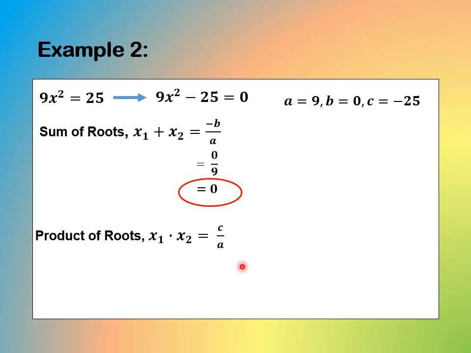Okay? For the product of roots, so we have the formula C over A. So, ang C natin is equal to, okay, that's negative 25 over ang A natin, which is equal to positive 9. So, madidivide ba natin si 25 kay 9? Siyempre, hindi. So, this will be our final answer na. So, that is negative 25 over 9.